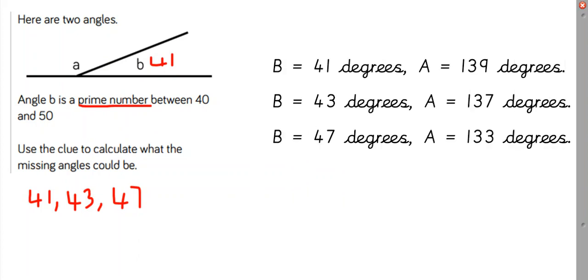Okay, so if B is 41 degrees, A is 139 degrees. If B is 43 degrees, A is 137 degrees. If B is 47 degrees, A is 133 degrees. If you've got any one of those correct, well done.